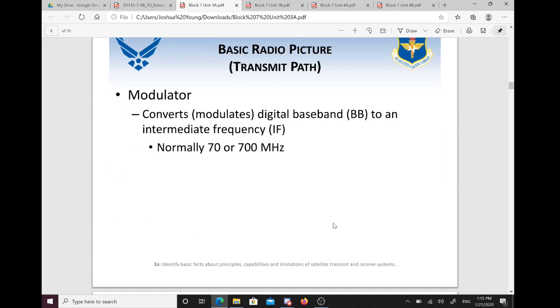Our first component in the transmit path, after it leaves our multiplexer, where you have the aggregate baseband output, will be our modulator. And our modulator converts, or as it says, modulates the digital baseband to an intermediate frequency, normally 70 or 700 megahertz. So for the sake of this block though, I would stress trying to recall and remember 70 megahertz IF. You'll see that pretty consistently throughout block 7. But it has the capability of modulating that baseband signal into a couple of different IF frequencies.